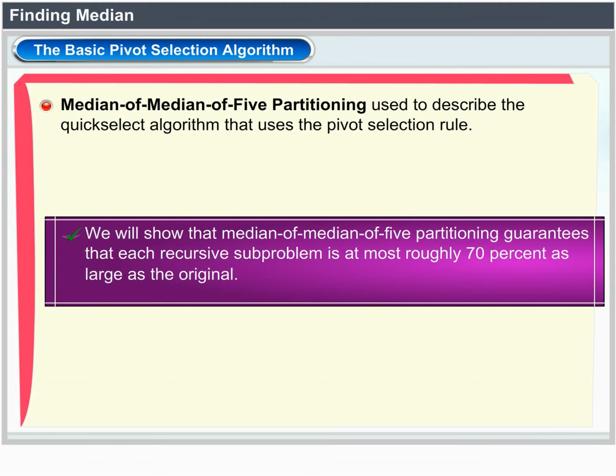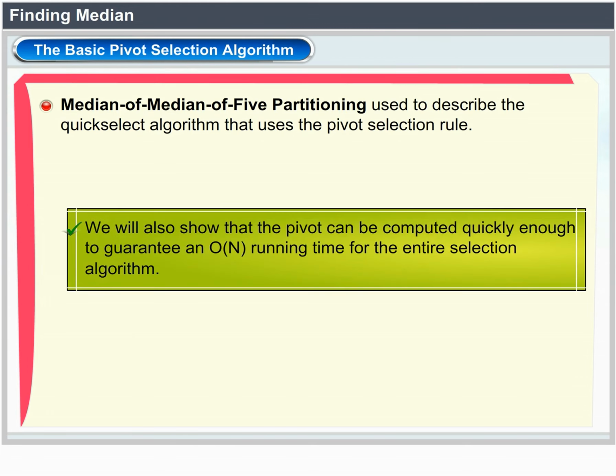We will show that median-of-5 partitioning guarantees that each recursive subproblem is at most roughly 70% as large as the original. We will also show that the pivot can be computed quickly enough to guarantee an O(n) running time for the entire selection algorithm.